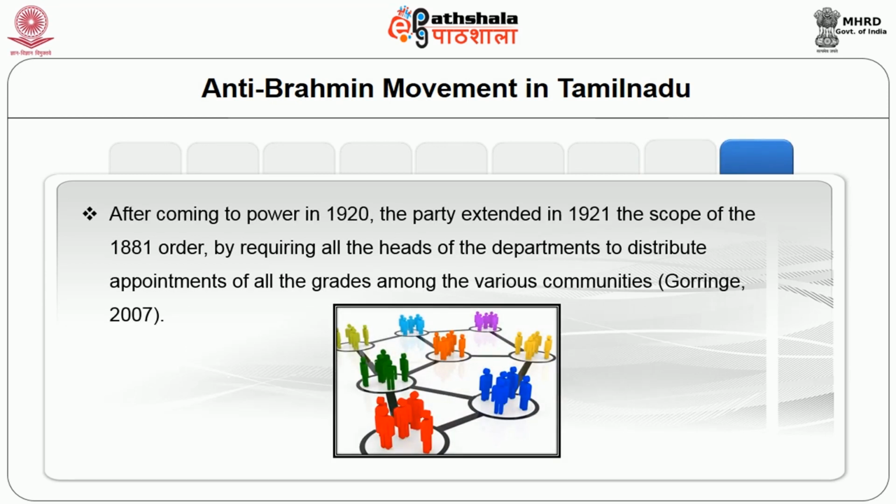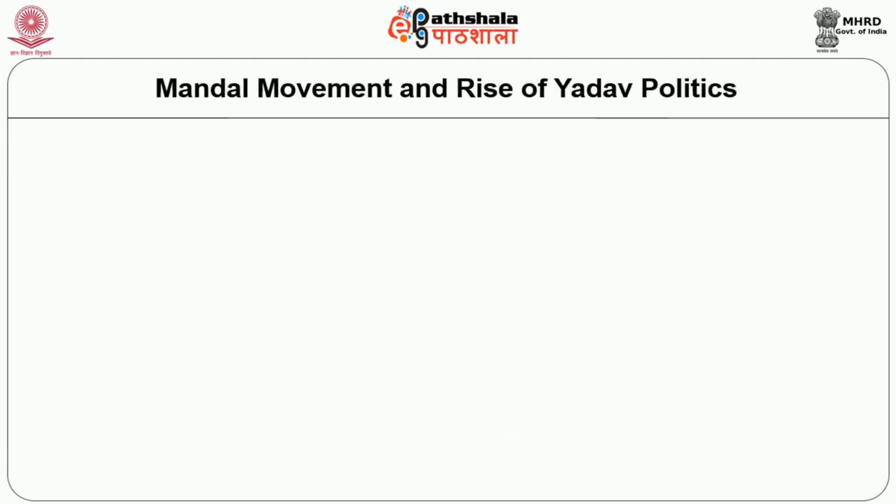After coming to power in the 1920s, the party expanded in 1921 the scope of the 1881 order by requiring all heads of departments to distribute appointments of all the grades among the various communities. Mandal movement and the rise of Yadav politics.